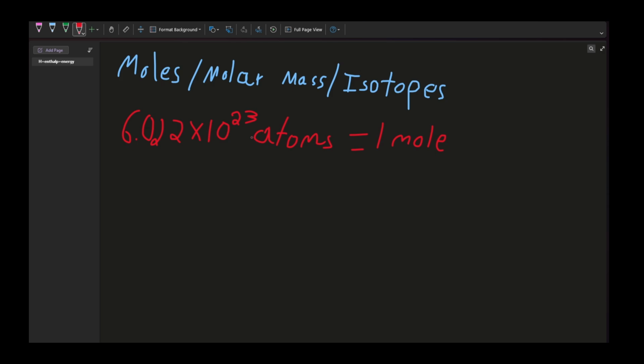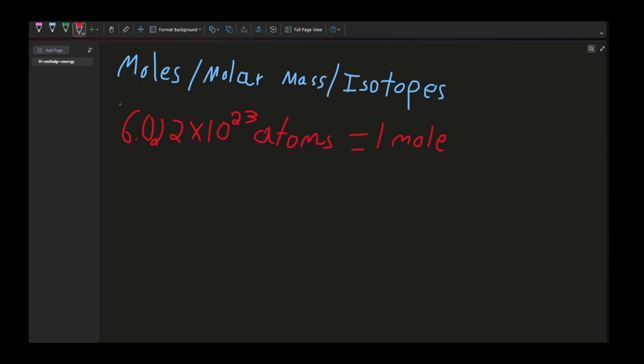So today we're going to talk about moles, molar mass, and isotopes in chemistry. Something you're going to use throughout AP chemistry. It's very important you understand this. So a mole is simply a measurement of an element. 6.022 times 10 to the 23rd atoms is equal to 1 mole of an element.